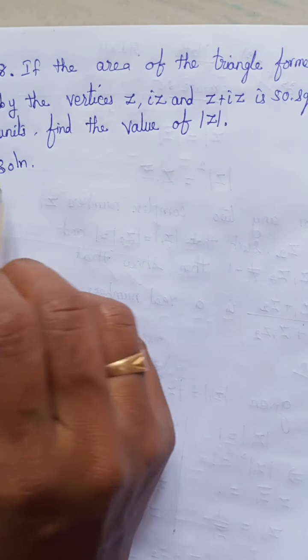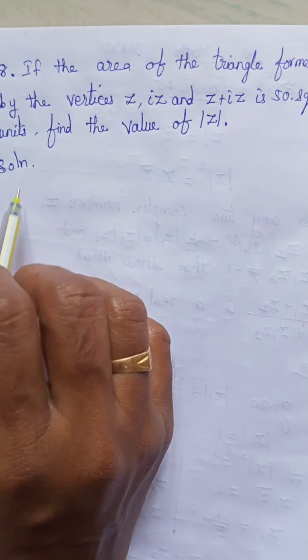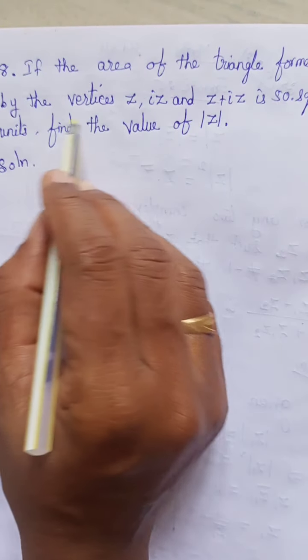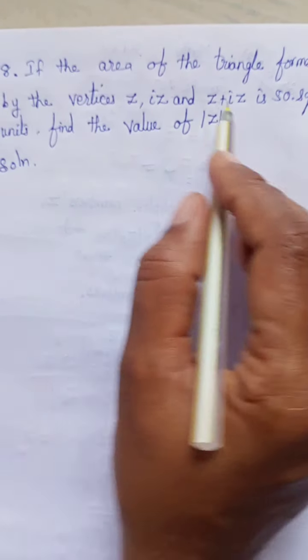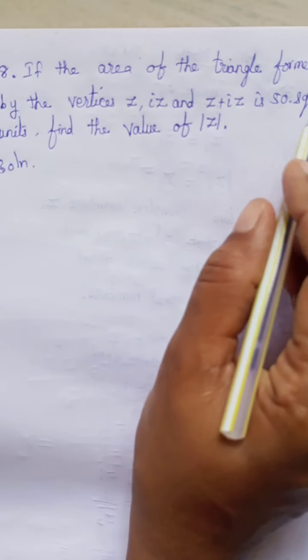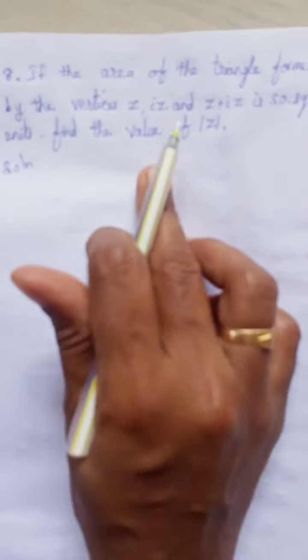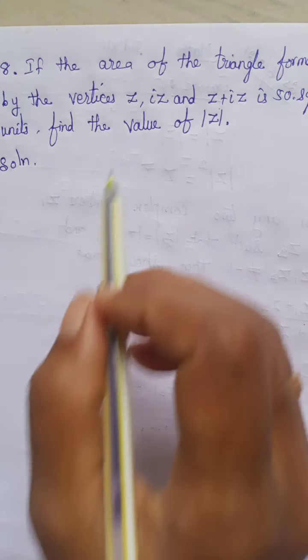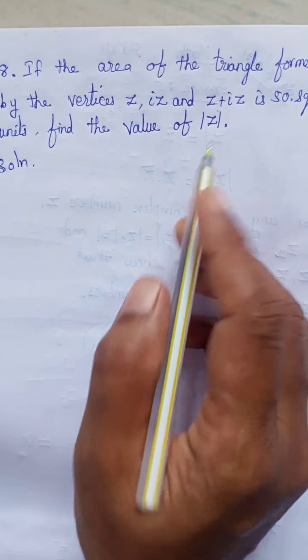See, till the 7th problem we have completed. Now 8, 9, 10 are left. 8th problem. If the area of the triangle formed by the vertices z, iz and z plus iz is 50 square units, find the value of modulus z.